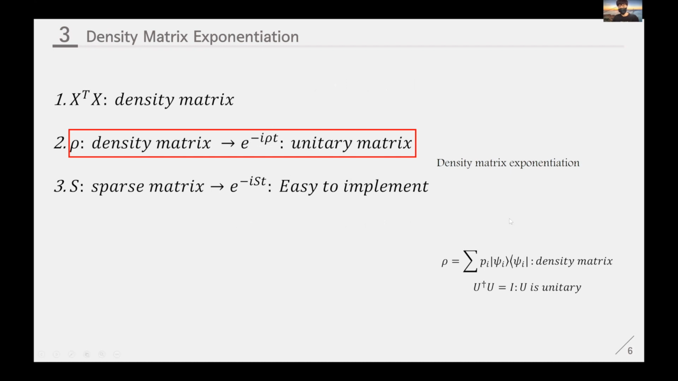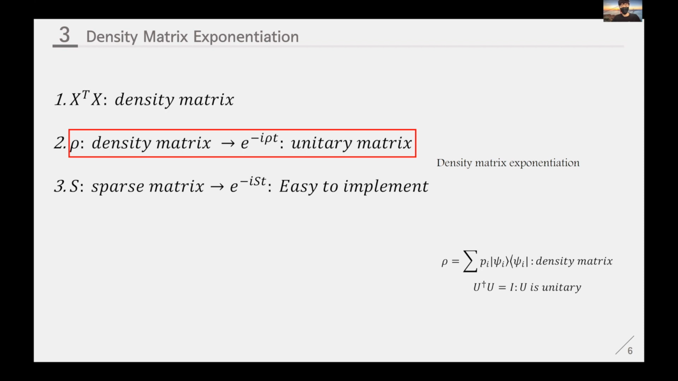The terms of unitary matrix and density matrix are in the right bottom. The density matrix will be rho and the unitary matrix will be U. So this paper's main proposition is that if we can make the density matrix rho into exponential form, we can make it into a unitary matrix. Then we can apply the quantum phase estimation. So let's look at how this paper does the density matrix exponentiation.